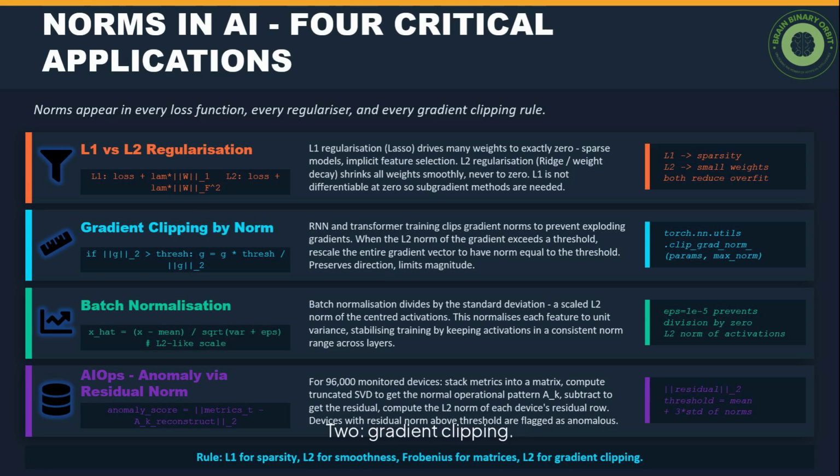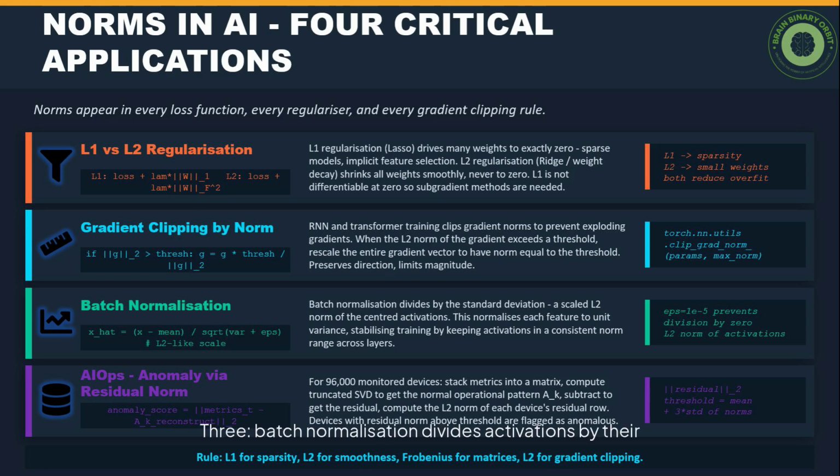2. Gradient clipping. When the L2 norm of the gradient vector exceeds a threshold, rescale the gradient to have norm equal to that threshold. Preserves direction, limits magnitude. Standard practice in RNN and transformer training. torch.nn.utils.clip_grad_norm_ does this.